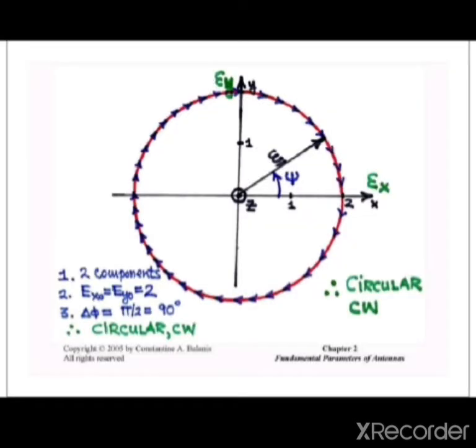And now, this is the circular polarization, which is in the clockwise direction. Just take the two components here, 1, and Ey is equal to Ey naught, which is equal to 2, delta phi is equal to pi by 2, that is 90 degrees. The circular clockwise direction, just to observe that.